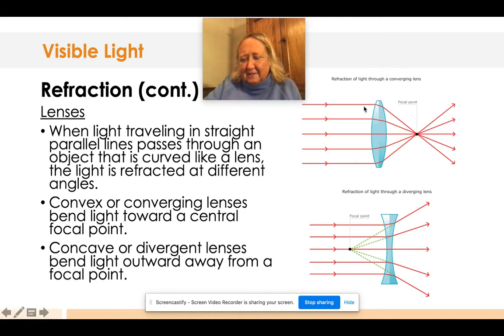A convex lens would take all of the light rays and converge them into a central point called the focal point, meaning what you're focusing on. Conversely, here we have what's called a concave lens, and you'll notice it's designed almost exactly opposite of the convex lens, and that bends the light outward from the focal point. You can see the lines here going outward in different directions.